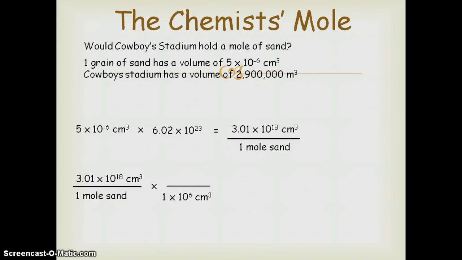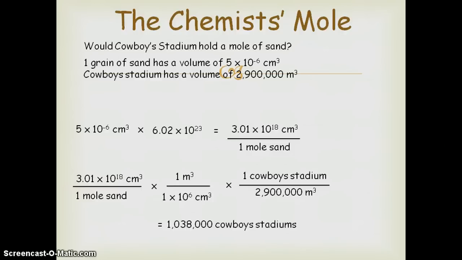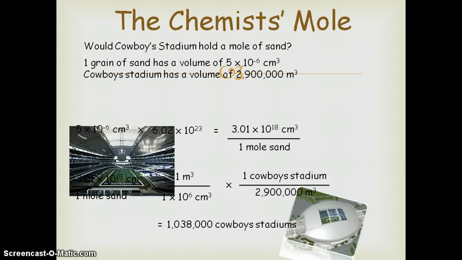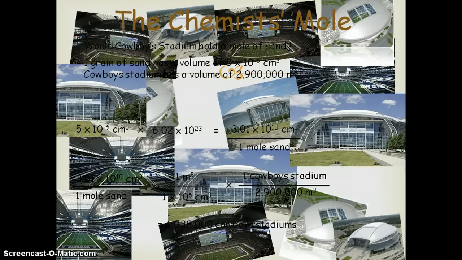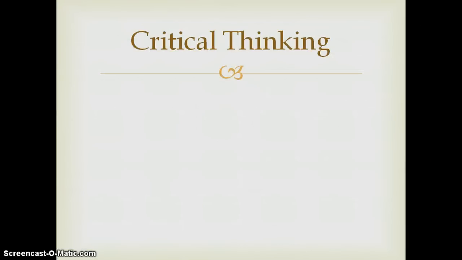So we need to convert the cubic centimeters into meters, because Cowboy Stadium has a volume in meters cubed as opposed to centimeters cubed. We need to make sure that we get it into the right units. Then the volume of Cowboy Stadium in cubic meters equals 1 Cowboy Stadium. That means that it would take 1,038,000 Cowboy Stadiums to house 1 mole of sand. That's quite a few Cowboy Stadiums. That's a few more than one. We could fill all of these Cowboy Stadiums and then some, and we would still not come anywhere close to a mole of sand.